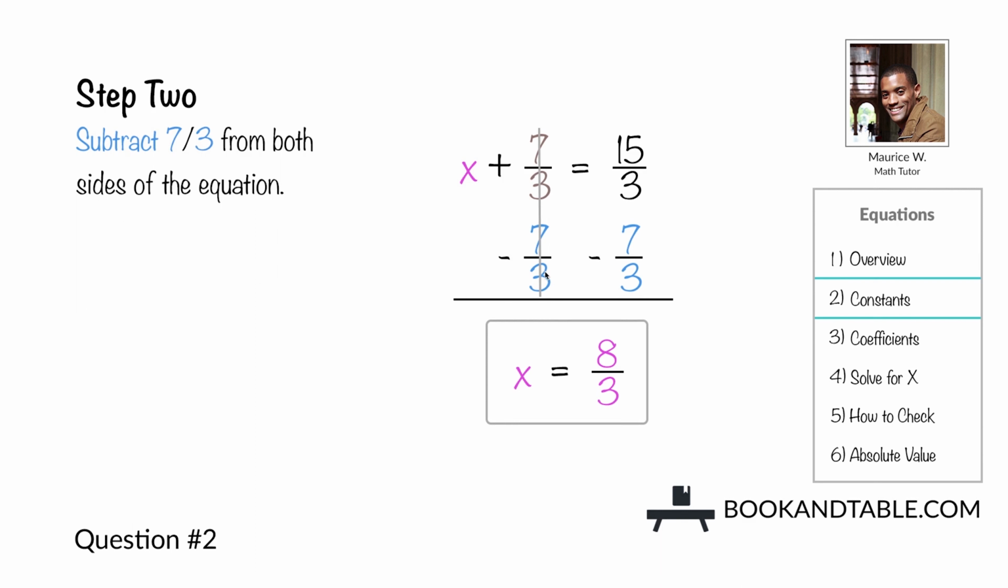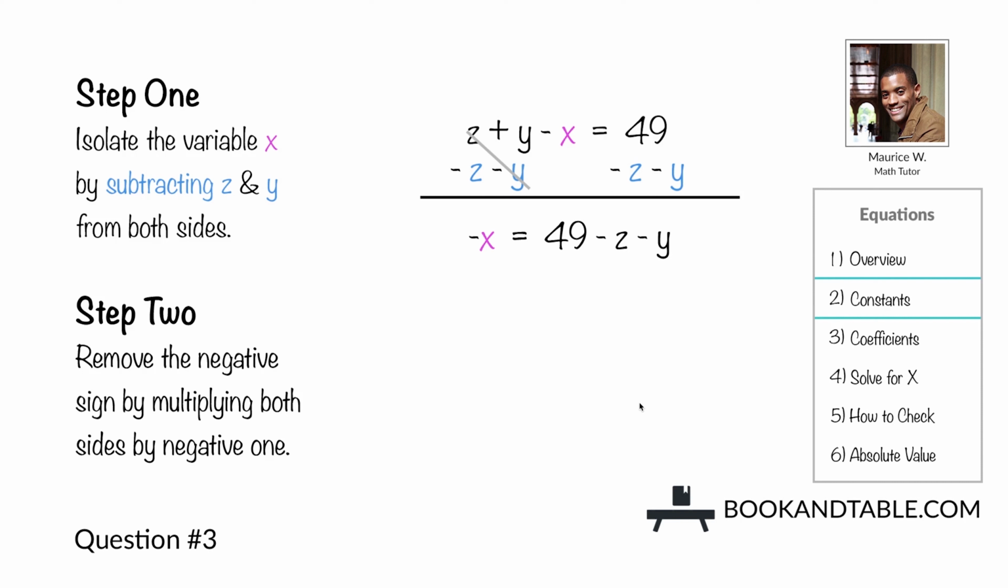Subtract 7/3 from both sides of the equation. Positive 7/3 and negative 7/3 cancel each other out, leaving us with just x on the left side. 15/3 minus 7/3 would be 15 minus 7, which gives us 8/3. So the answer to question number 2 is x is equal to 8/3.